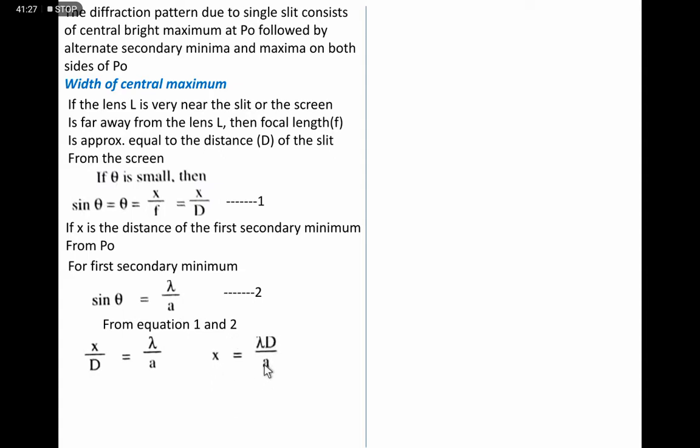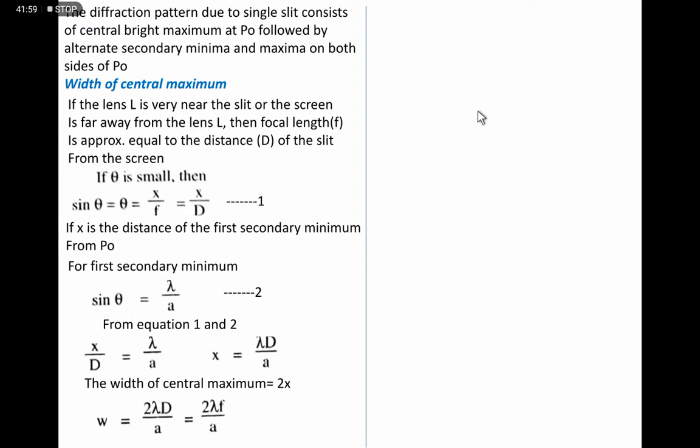Therefore x, that is the half width, is x equal to lambda D by a, where a is the width of the slit. The width of the central maxima is double this x, so we get the width as 2 lambda D by a, or you can say 2 lambda f by a. D can be replaced with f.